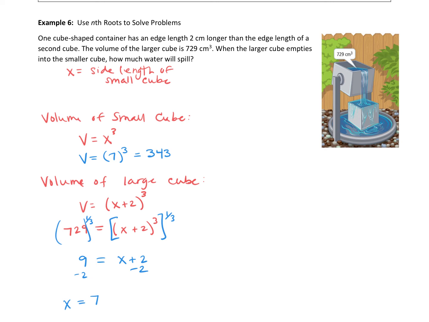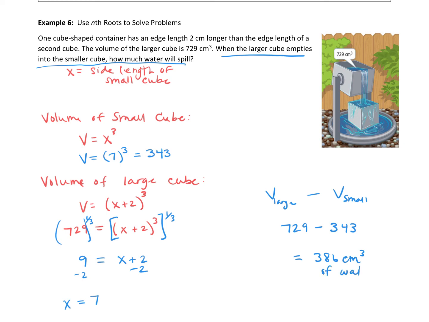Well, that's just finding the difference. We're going to take the volume of the large cube and subtract the volume of the small cube. The volume of the large cube, we were told, was 729. We're going to subtract the volume of the small cube, which we just figured out was 343. And that difference is 386 centimeters cubed. So, back to the question: when the larger cube empties into the smaller cube, how much water will spill? 386 centimeters cubed of water will spill.